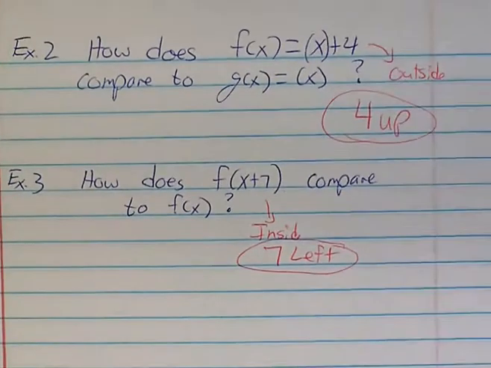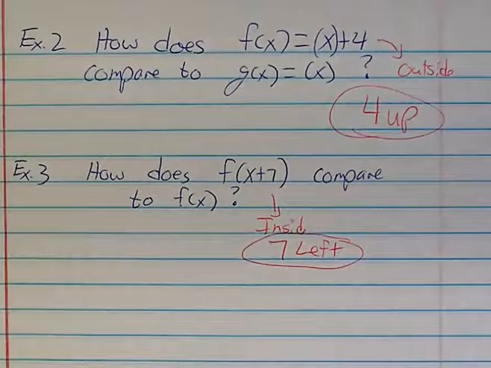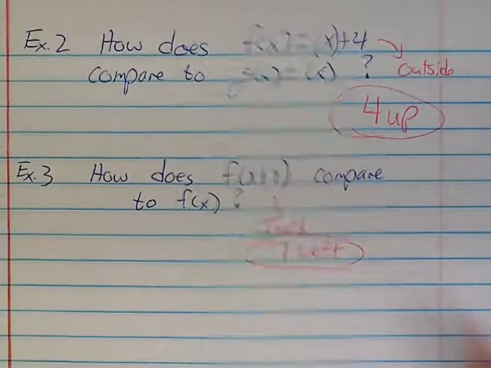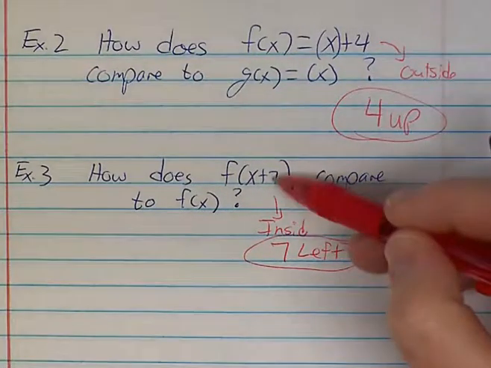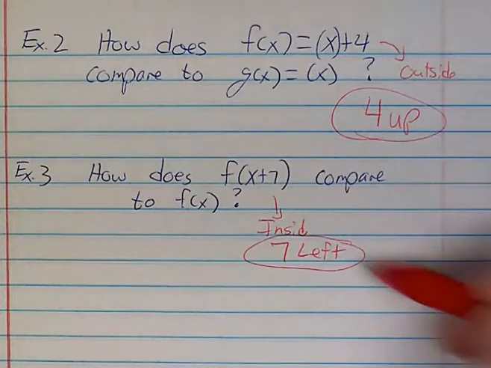So again, it's all about the placement. Where the number is tells you what to do. If it's on the outside of either parentheses or absolute value, you're going to move it up or down. If it's on the inside of a parentheses or absolute value, then you're moving it left and right.